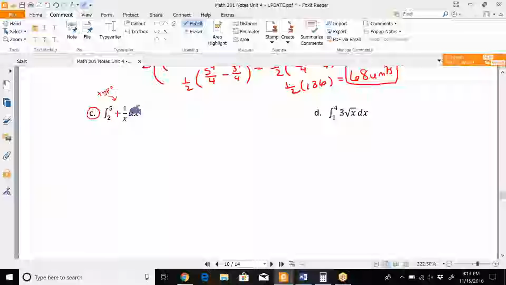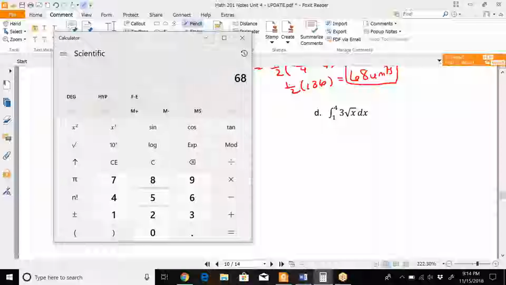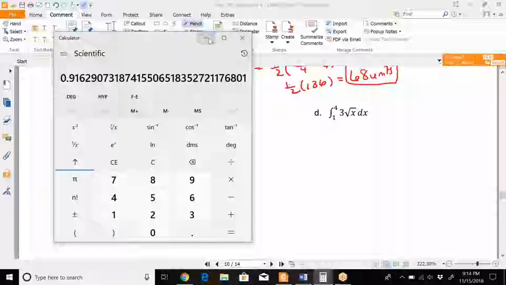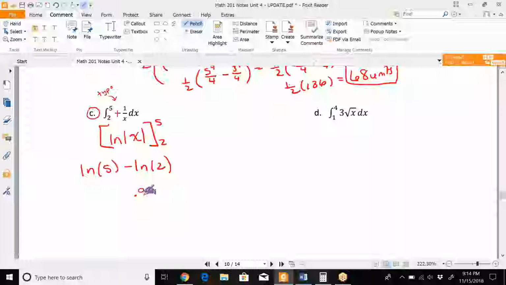So this is going to be, what is the integral of 1 over x? What is the antiderivative of that? That's just natural log of absolute value of x. And we're evaluating that from 2 to 5. So this would be natural log of 5 minus natural log of 2. That's going to be 0.91, so 0.92 if we round to 2 decimal places, units squared. So it's a very tiny region.